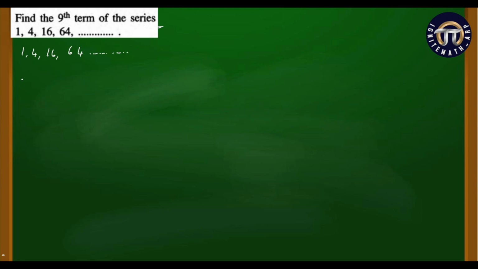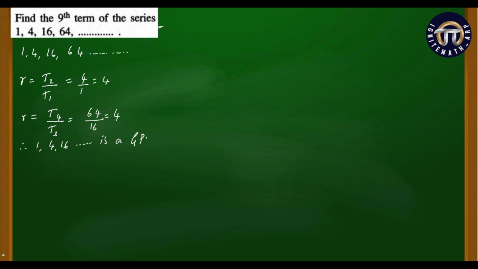Now I'll find out the common ratio. Common ratio is equal to T2 by T1, that is 4 by 1 is equal to 4. Common ratio is equal to T4 by T3, that is nothing but 64 by 16 is equal to 4. So therefore I can say 1, 4, 16, 64 is a GP. It is a GP. Now you are asked to find out the ninth term of the series.